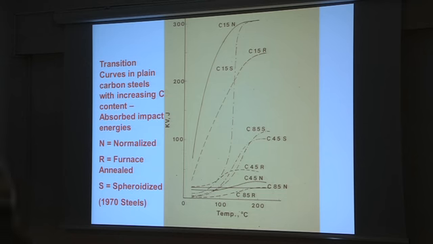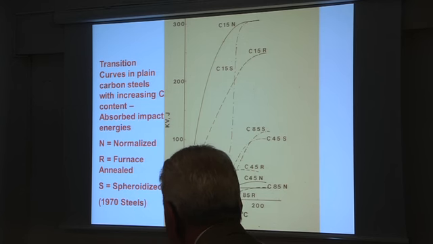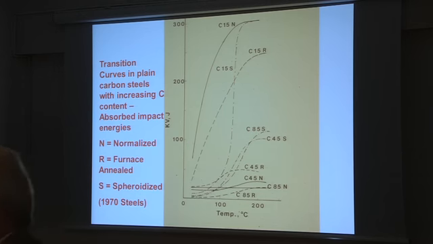What's the clue? The clue is the temperature. If you are below a certain temperature that moves to the right as the carbon increases, you are at the brittle end of your fractures. When you are to the right of this transition temperature, then you are in the ductile end. But also the structure plays a role.